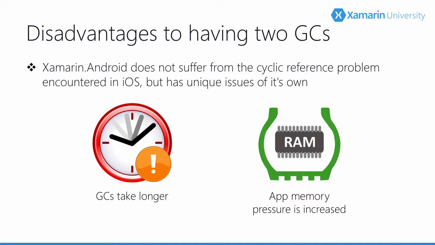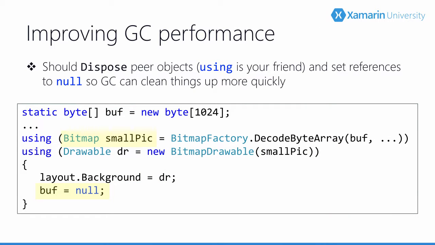So with these two disadvantages to our model in mind, let's talk about what we can do to minimize the effect on our application itself. The first thing that we can do to improve our GC performance in Xamarin Android is reduce our working set by releasing objects as soon as we're done with them.